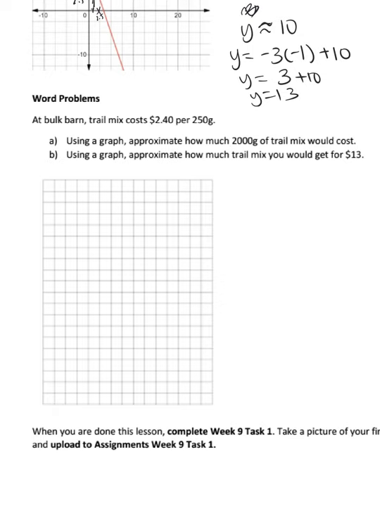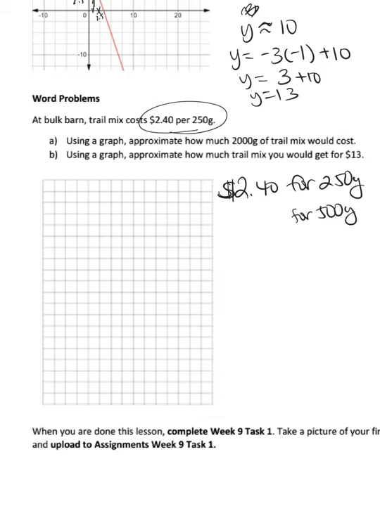We need to have a graph first. So let's think about what our graph will look like. It only gave us this, that's just 1 point. It costs us $2.40 for 250 grams. But we can do the math, and we know that for 500 grams, which is double that, it will cost us $4.80. Let's do one more. What if I add another 250 grams? That would give us $7.20 for 750 grams. And so on.